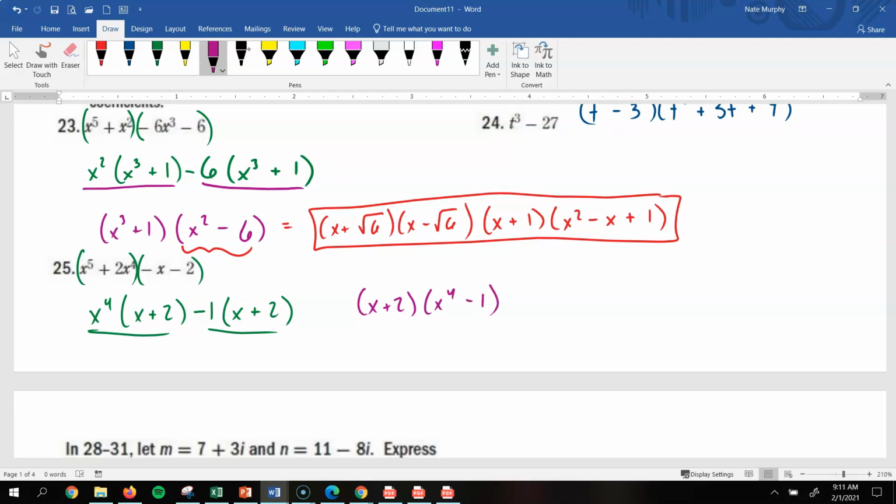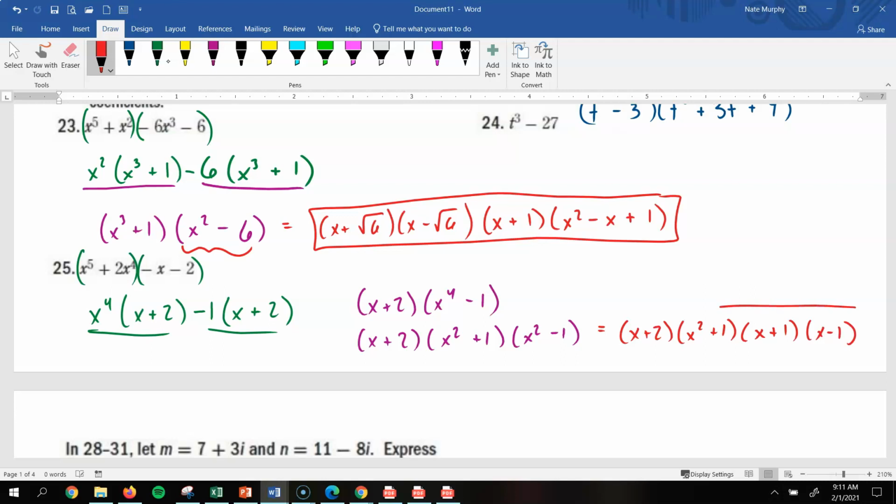Now x to the fourth minus 1 is a difference of squares. Now the x plus 2, I can't do anything with that. But this would factor down to be x squared plus 1 times x squared minus 1. And guess what? X squared minus 1 is also a difference of squares. So that would factor down one step further: the x plus 2 stays the same, the x squared plus 1 stays the same, and x squared minus 1 factors down to be x plus 1, x minus 1. So you always need to make sure that you have it factored completely before you say you're finished.